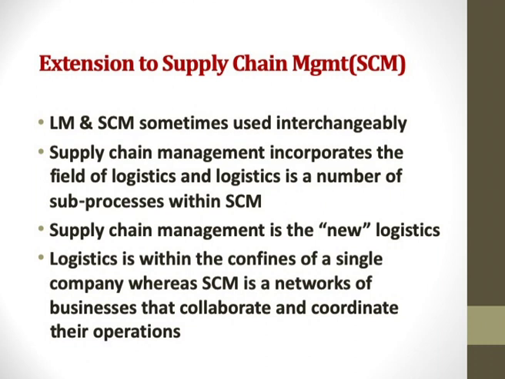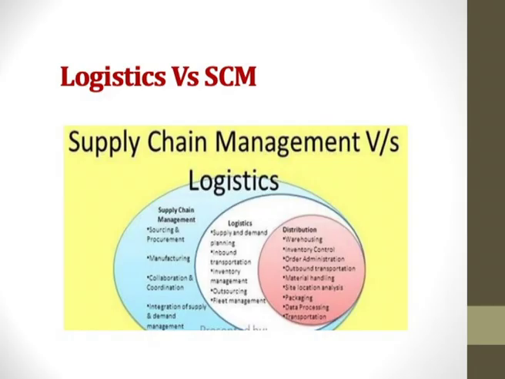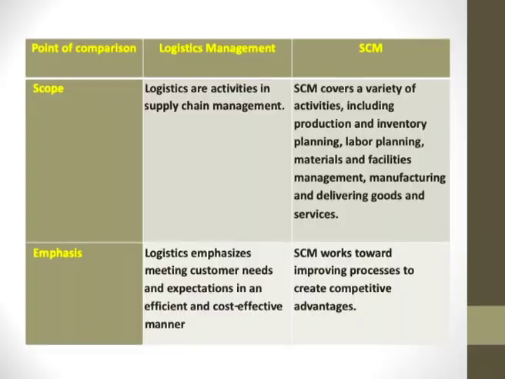Logistics is within the confines of a single company, whereas supply chain management is a network of businesses that collaborate and coordinate their operations. This figure highlights the relationship between distribution function, logistics function and supply chain management. What was once a distribution function of the marketing area has evolved to become logistics management. With the advent of technology and many technological upgradations happening, logistics management has evolved to become what is today's supply chain management. The points of comparison are: scope.